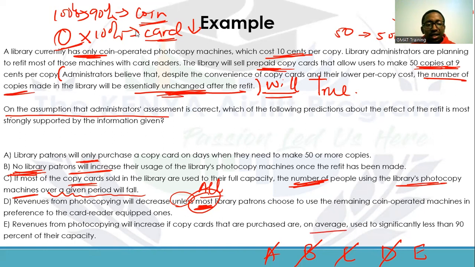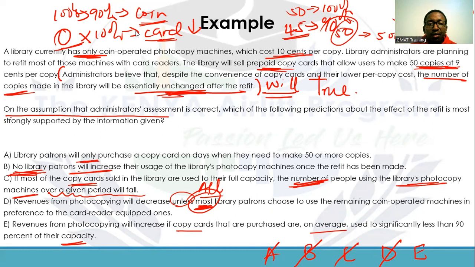C, revenues from photocopying will increase if copy cards that are purchased are, on average, used to significantly less than 90% of their capacity. So at first glance, probably E, someone we didn't consider, but thinking about it, what is the capacity of this card? You can print 50 copies, so 50 copies is 100% capacity. If you're talking about 90%, we're talking about 45 copies. So copy cards that are purchased are on average used to significantly less than 90%.